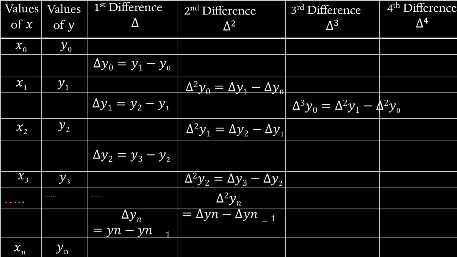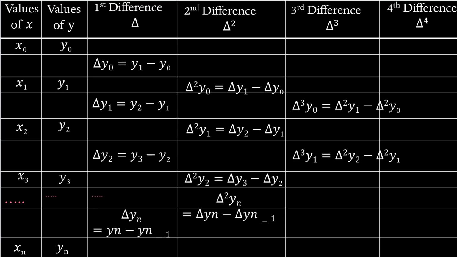And next, delta cube y1 should be written in between the rows of delta square y2 and delta square y1 in the delta cube column. So it can be written as delta cube y1 is equal to delta square y2 minus delta square y1. Similarly, you can write for the next delta cube y2, delta cube y3, etc.